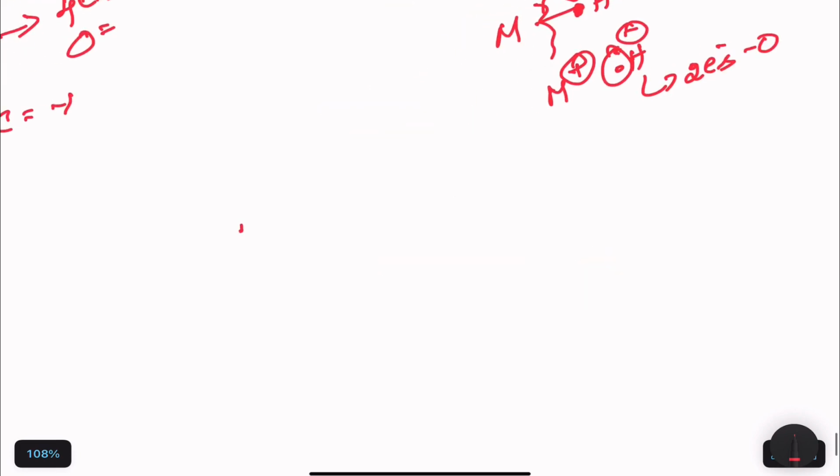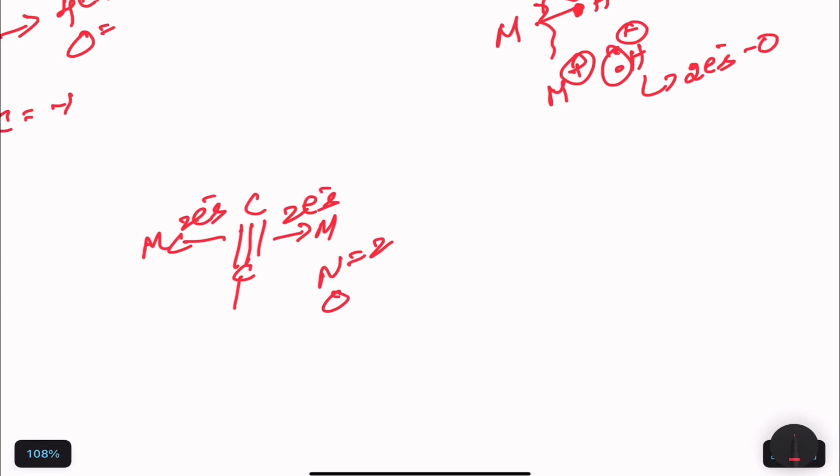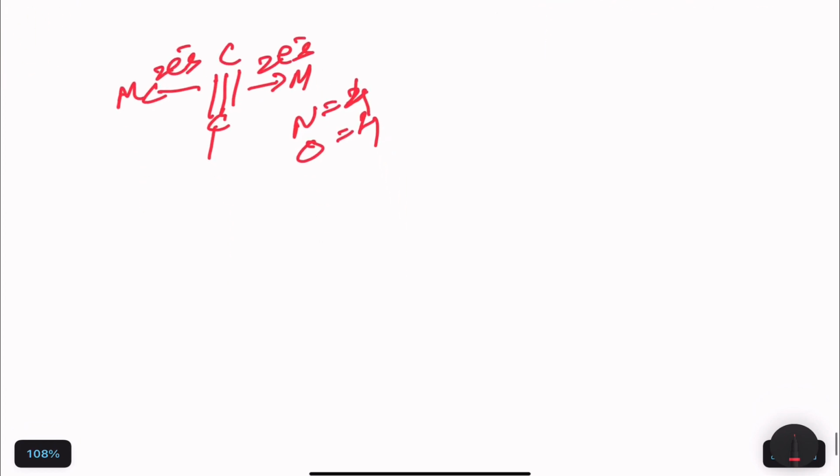Then we will move on to the carbon triple bond. Whenever a carbon triple bond is there, with two metals, here two electrons will be contributed, and for this metal, two electrons will be contributed. So whether it is neutral or oxidation, the contribution is what? 4 electrons.